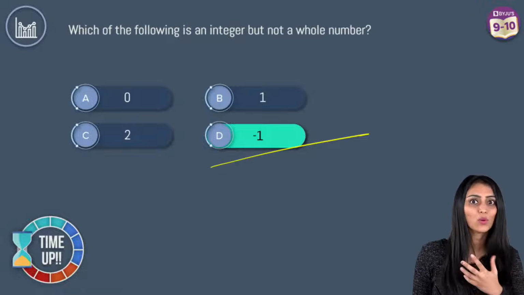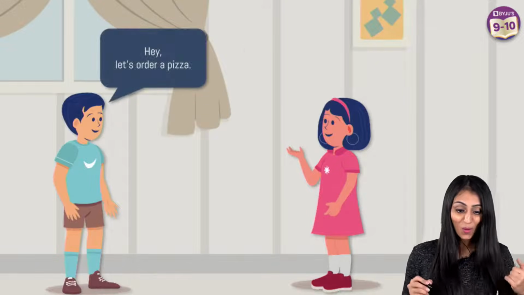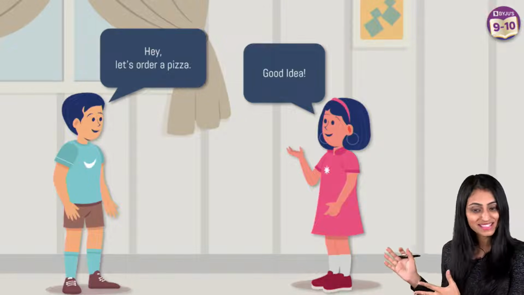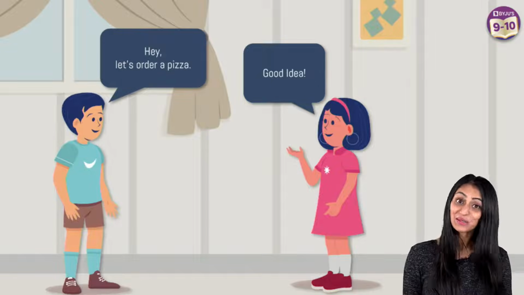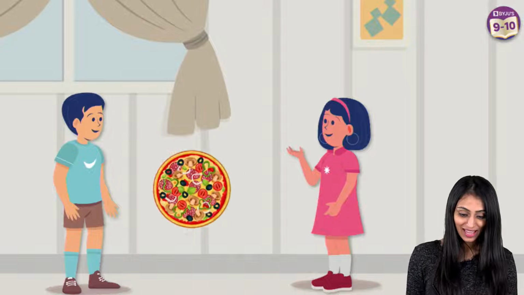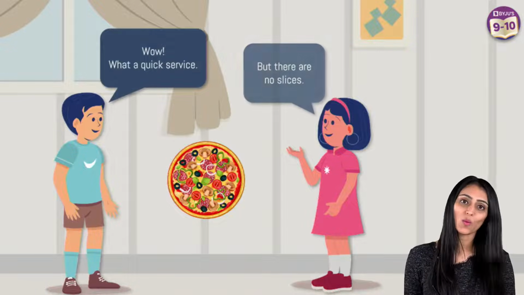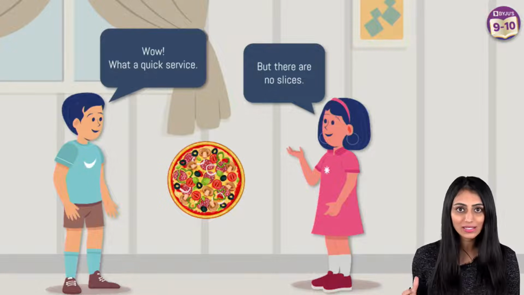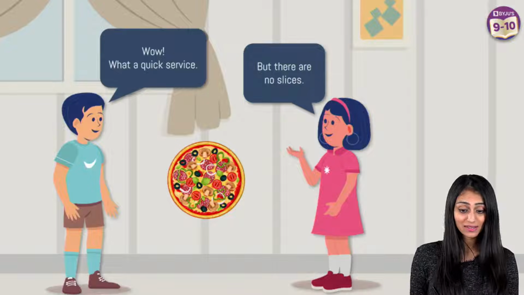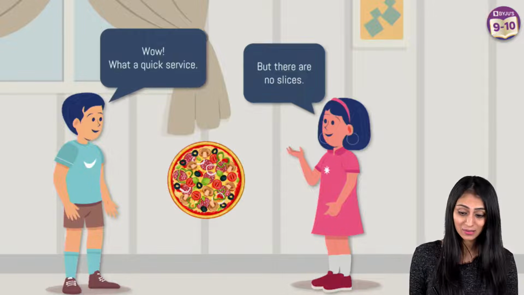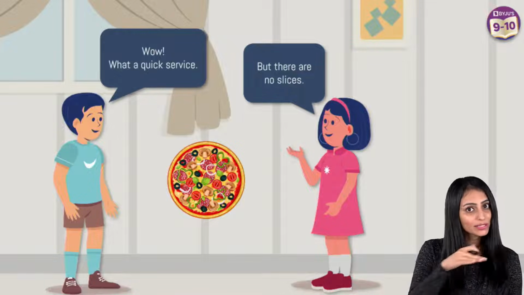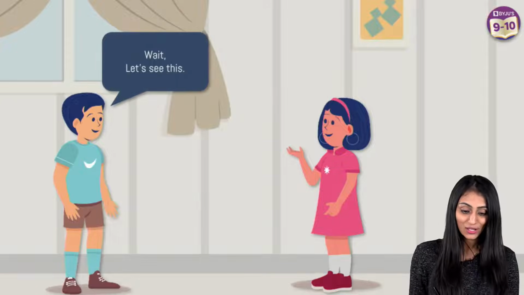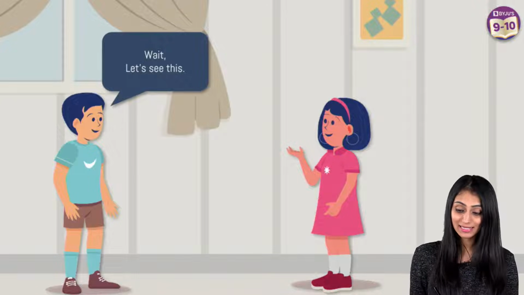Let's move ahead. Let's see what those two kids are doing now. Oh, they're ordering a pizza. Wow. That's a good idea, right? And he says, wow, they ordered pizza and got it, such a quick service it is, isn't it? But the girl says there are no slices, because if they want to eat it, they will have to cut it into slices, right?